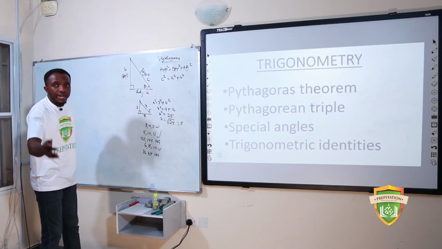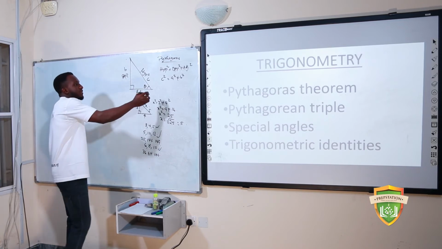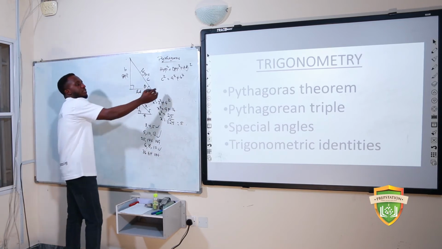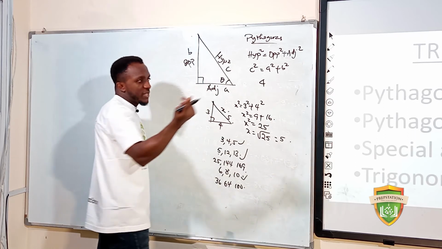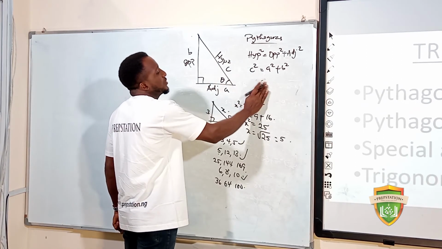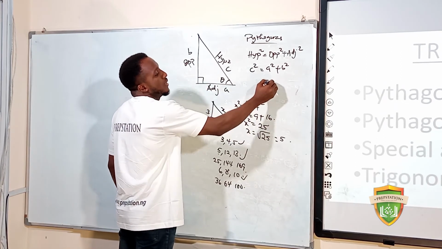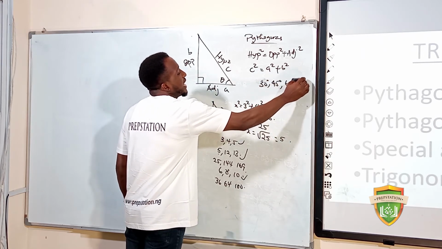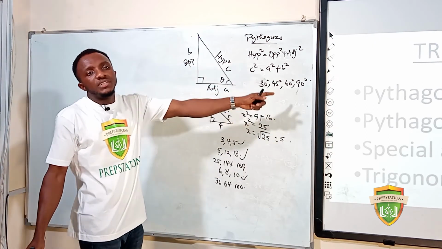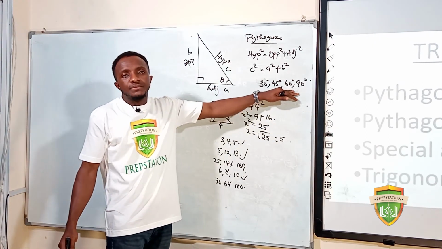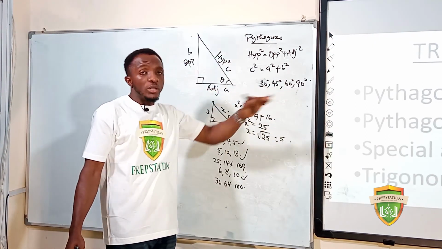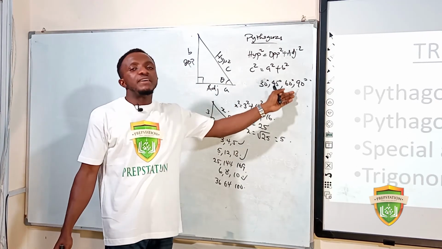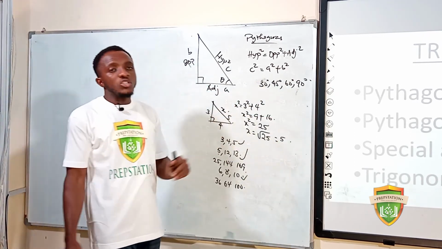Special angles. Now, in trigonometry, there are 5 or 4 special angles. We have 30 degrees, 45 degrees, 60 degrees, 90 degrees. Some people add 180, but we're just going to do this. For the purpose of your level, 30, 45, 60, and 90 are called special angles.